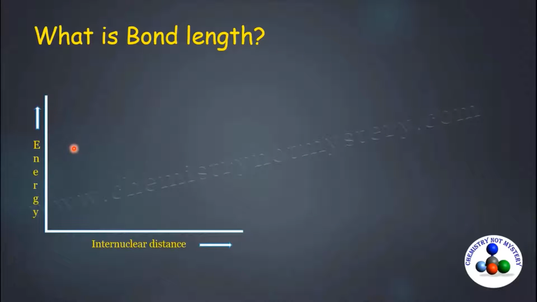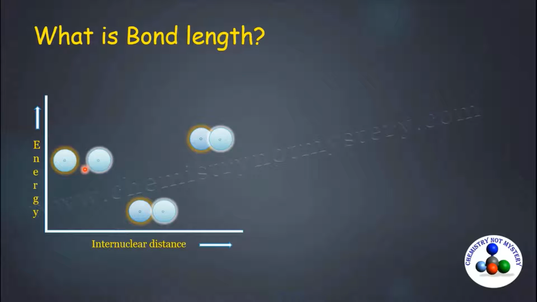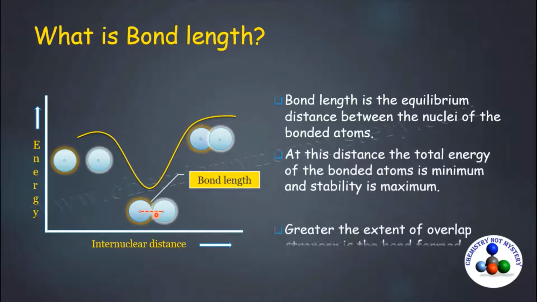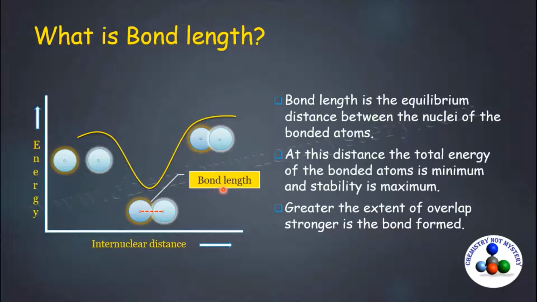When two atoms approach each other, initially they attract each other, but when they come closer, their valence electrons repel each other. But at a certain distance, repulsive forces balance the attractive forces. At this equilibrium distance, these two atoms attain the minimum energy and reach maximum stability. At this equilibrium distance, the distance between two nuclei is called the bond length. The greater the extent of overlap, the stronger is the bond formed, though complete overlap does not take place.